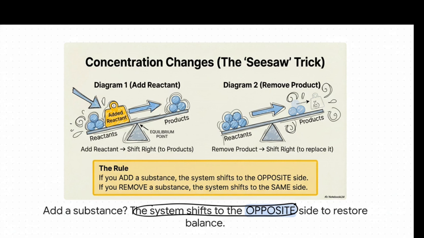Just picture your reaction as a perfectly balanced seesaw. What happens if you dump a bunch more reactants on the left side? The seesaw tips, right? To get back to balance, the system has no choice but to shift to the right, using up those extra reactants to make more products until it's level again. Same thing happens if you remove a product. The system shifts right to replace what you just took away.